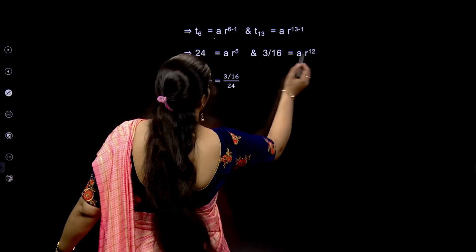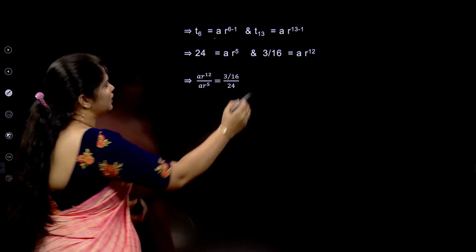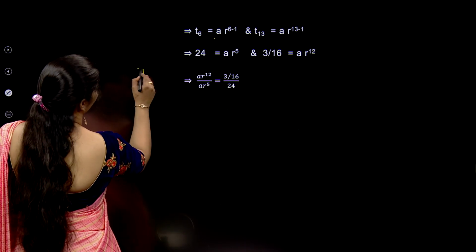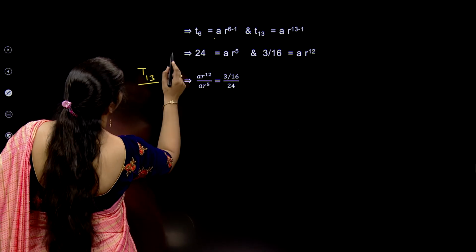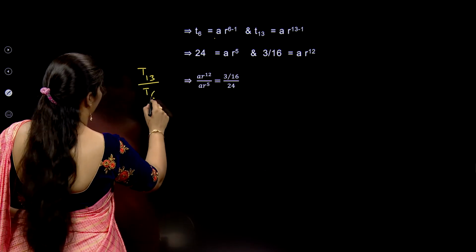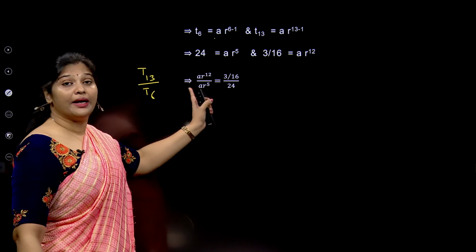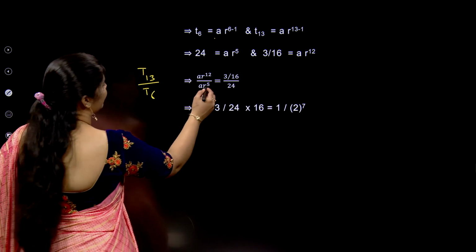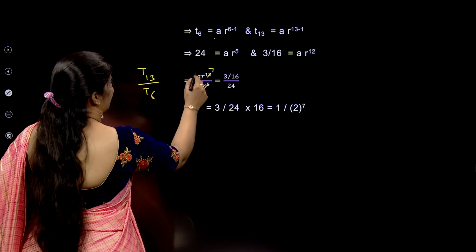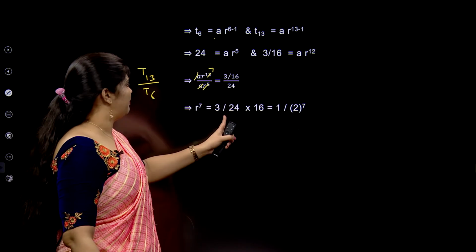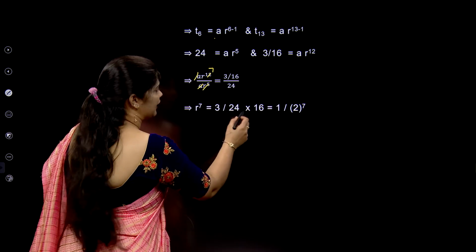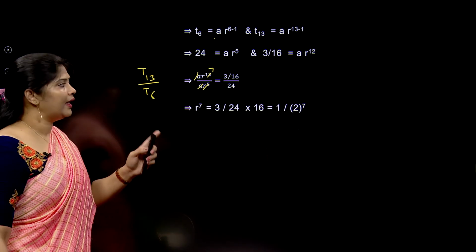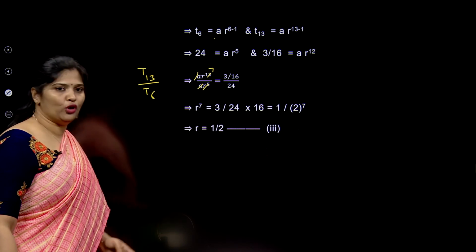Then A r power 12 by A r power 5 equals 3 by 16 by 24, that means T13 by T6. That implies A r power 12 by A r power 5 equals 3 by 16 by 24. Then r power 7, A gets cancelled. r power 7 equals 3 by 24 into 16. Then 24 into 16 can be written as 2 power 7. r power 7 equals 1 by 2 power 7. So r equals 1 by 2.